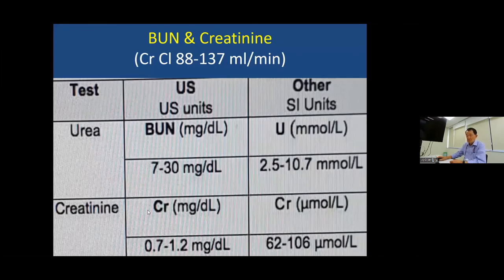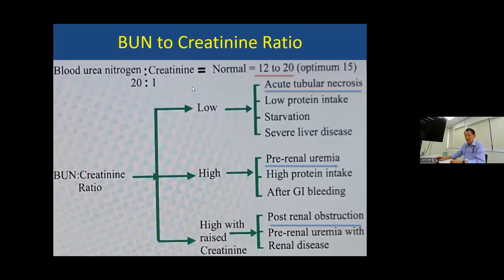Also we measure the BUN. Usually we clinically measure the BUN-creatinine ratio, which is usually about 15. If the ratio is low, you have to think about acute tubular necrosis. If it's high, think of pre-renal conditions or high protein intake. And if the ratio is high and creatinine is also high, then you have to think about obstructive uropathy or other chronic disease.